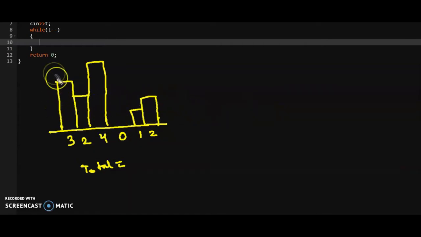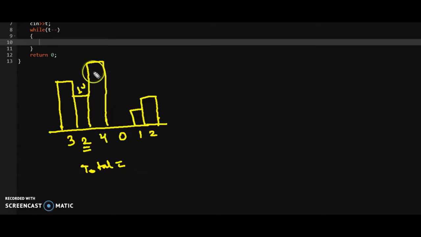For this first bar we cannot store here, so we will start from here. As we can see, the maximum value on the right is 4 for this bar, and the maximum on the left is 3. So whatever is the minimum between the max from right and the max from left, that is 3, and we will subtract the value of that bar for which we are finding the water. So maximum here is 3, maximum here is 4, minimum of both is 3, 3 minus 2 is 1. So we can store 1 unit of water here, right?